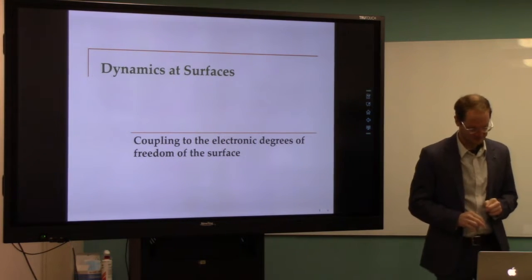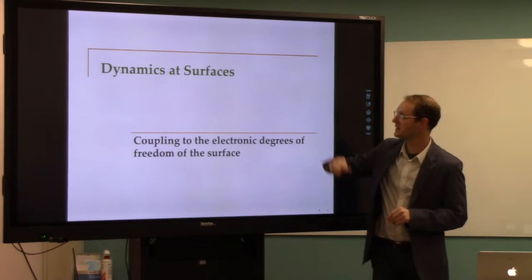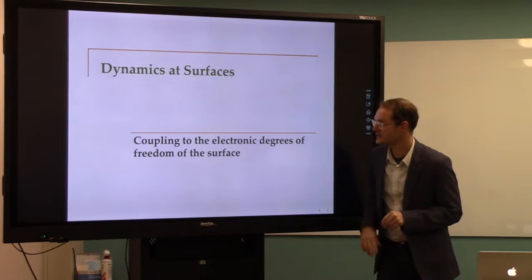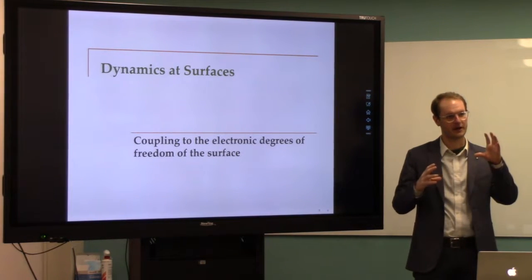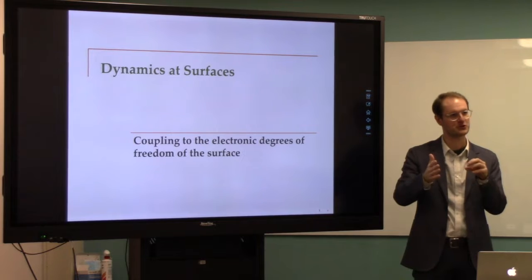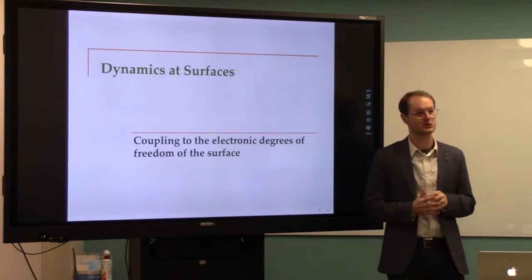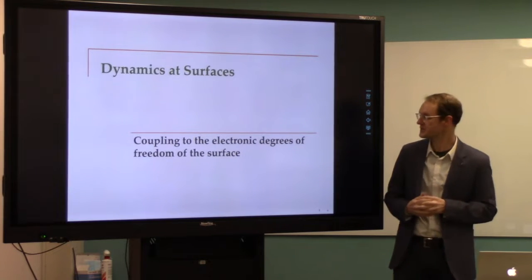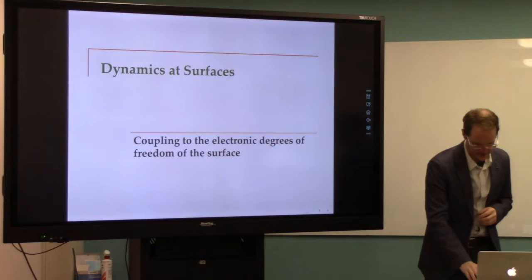Okay, so we're talking about dynamics of molecules at surfaces. We've been talking about energy exchange mechanisms between molecular degrees of freedom and surface degrees of freedom. Last time we talked about coupling of molecules to the phonons of the surface, and today we're going to be considering the electronic degrees of freedom of the surface.